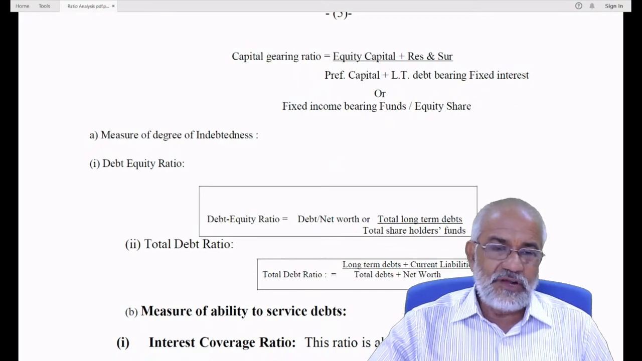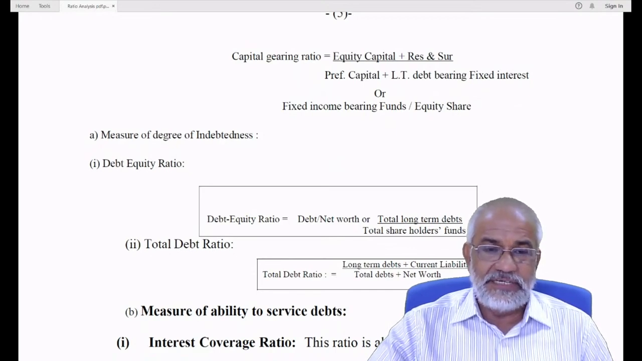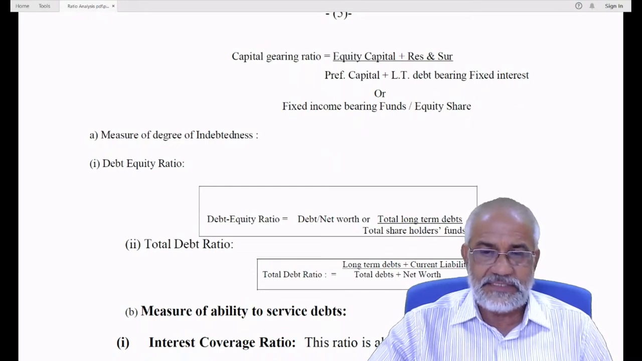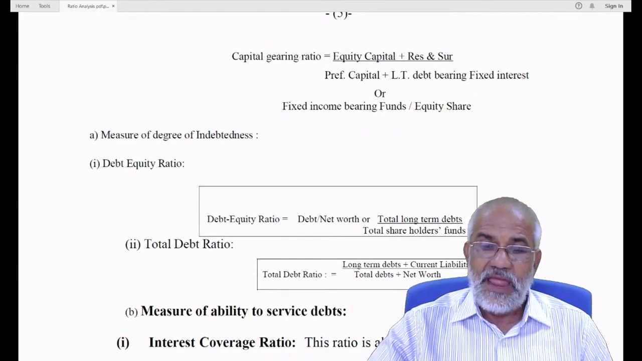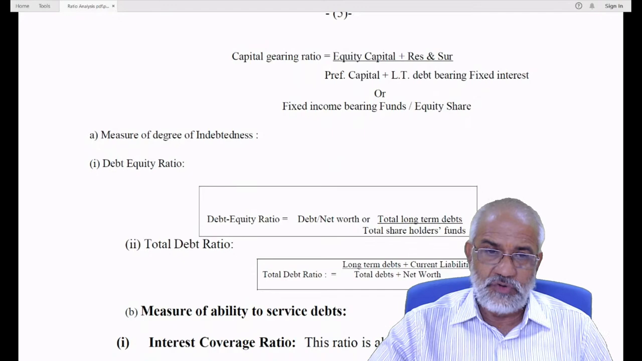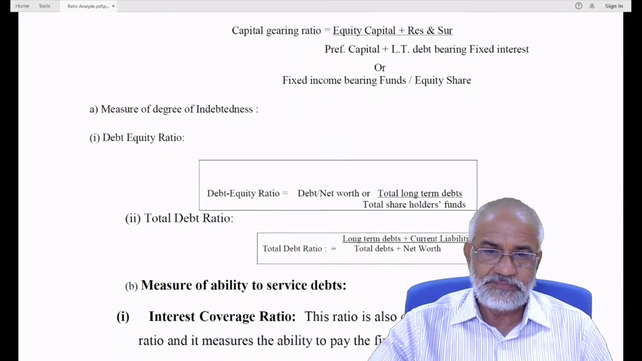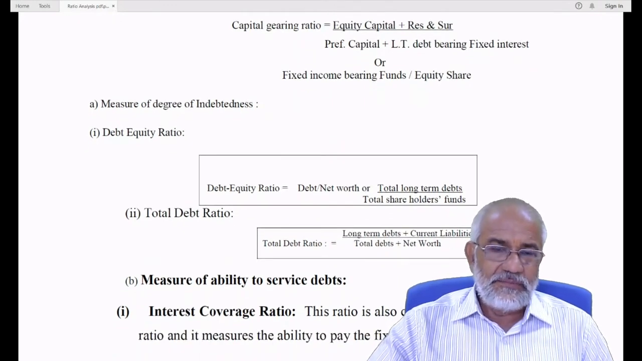The second ratio for computation of the degrees of indebtedness of the organization is the total debt ratio. In the case of the total debt ratio, the long-term debts as well as the current liabilities both have to be taken as the numerator, and that has to be divided by the total debts plus net worth. That would be the total debt ratio. So these are the measures of degrees of indebtedness.